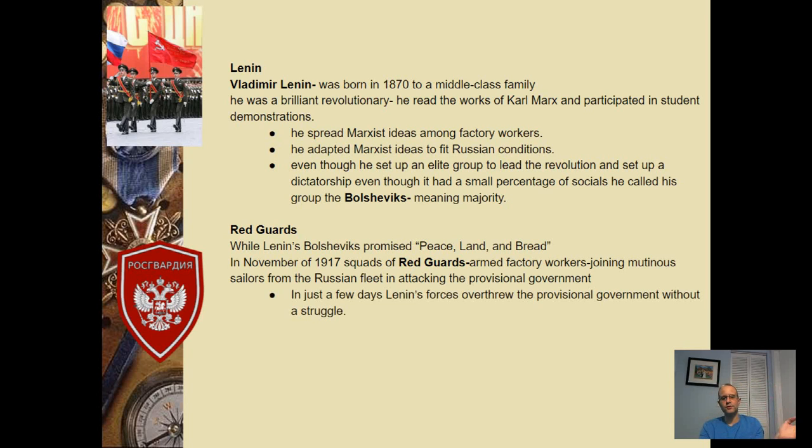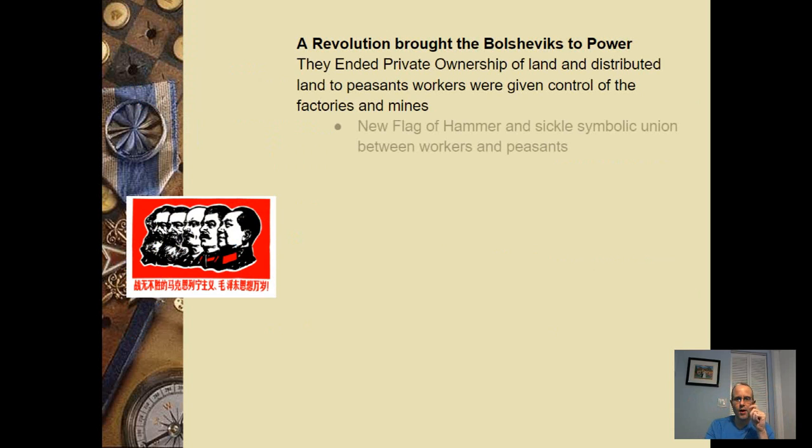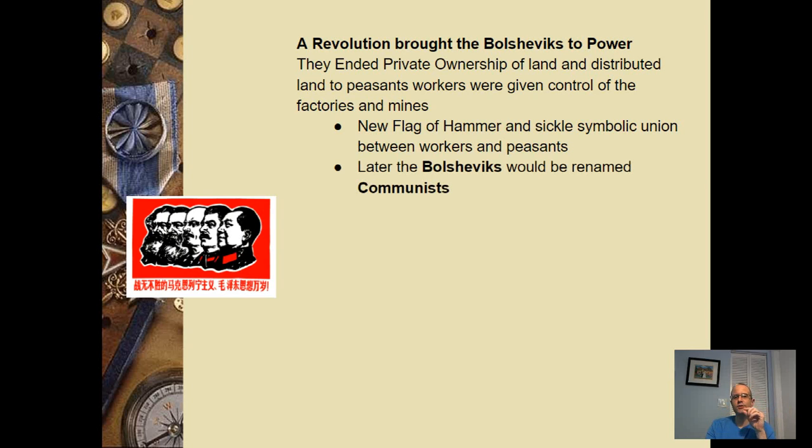In just a few days, Lenin's forces overthrew the Provisional Government without a struggle, and the Bolsheviks quickly seized power in other cities. It was like a domino effect. Now, having taken power, they ended private ownership of land and distributed land to peasants. So they won a lot of support that way. They established a new hammer and sickle symbol, which was a symbol of the Soviet Union.